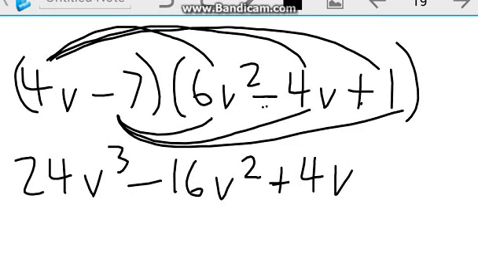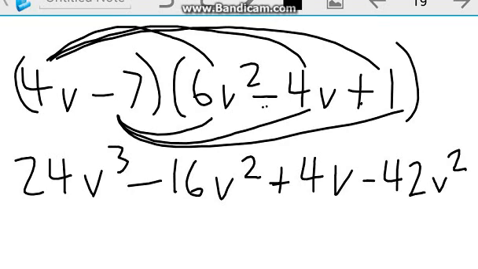Now we take the second term, multiply by everything. -7 times 6v squared. -7 times 6 gives us -42. And since 7 doesn't have a variable, v squared just stays. So -42v squared.